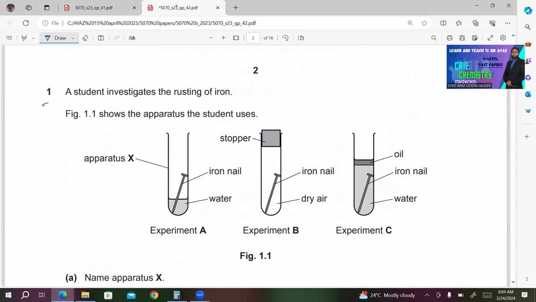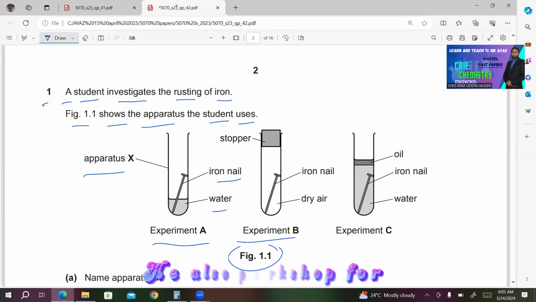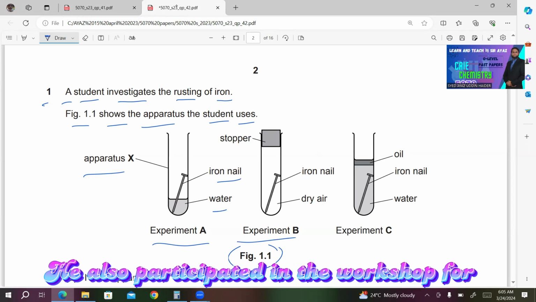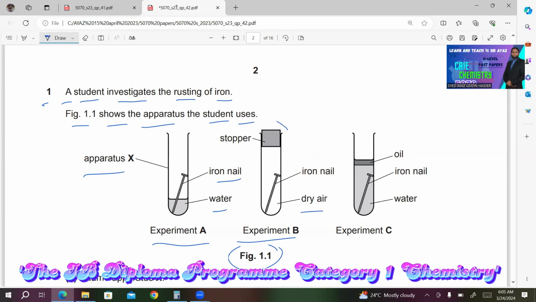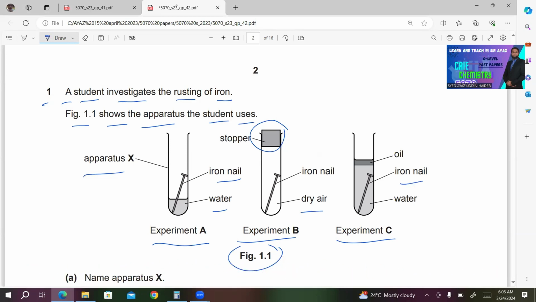Here's question number 1. A student investigates the rusting of iron. Figure 1.1 shows the apparatus the student uses. Here's figure 1.1. You see in experiment A, we have apparatus X in which there's an iron nail. It's placed in water. In experiment B, there's an iron nail placed in a test tube with dry air. Dry air means no water, and they have placed a stopper on the top of the test tube. In experiment C, there's an iron nail. It's placed in water, and there's a layer of oil on the top of the water.